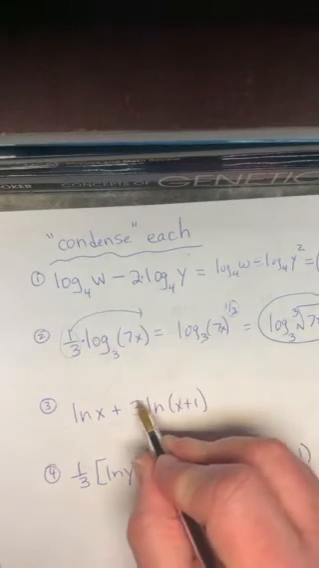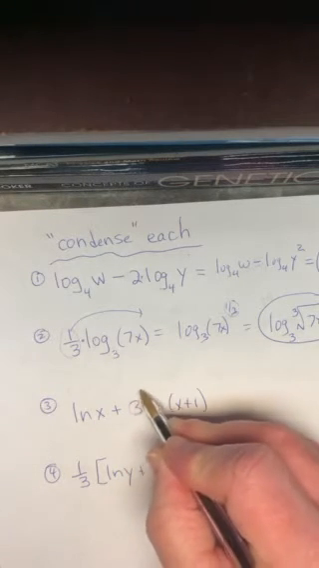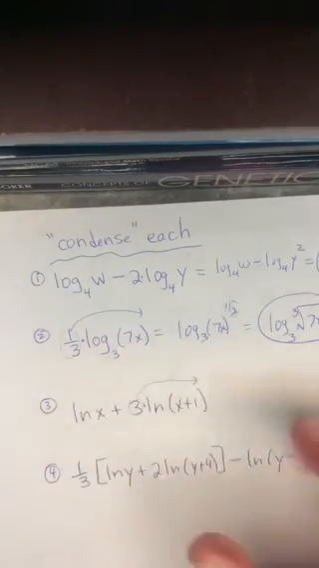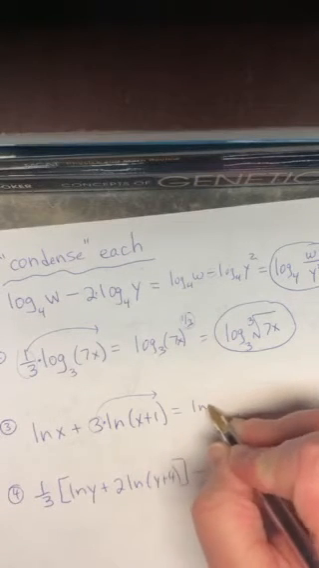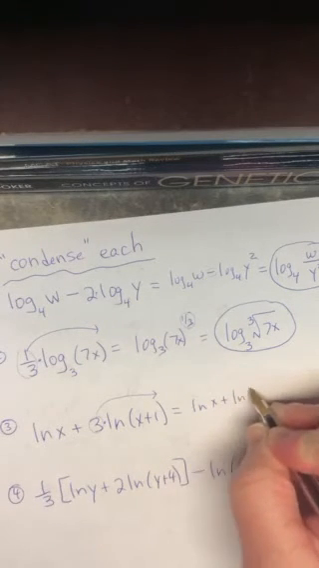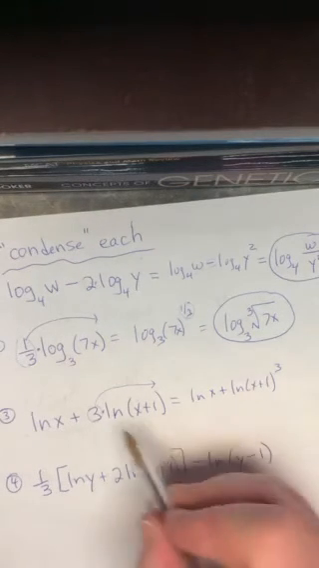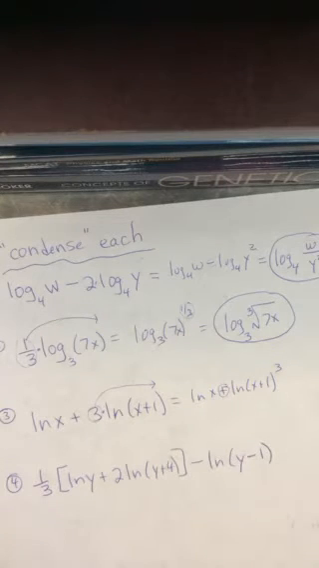I look at this and I see a 3 out in front of that ln, so I'm going to move that up where it belongs as an exponent. Ignore everything else and just take care of one thing at a time here. We've got ln of x plus the ln of x plus 1 to the 3rd. And now that I moved the power out in front, I can worry about this plus sign.